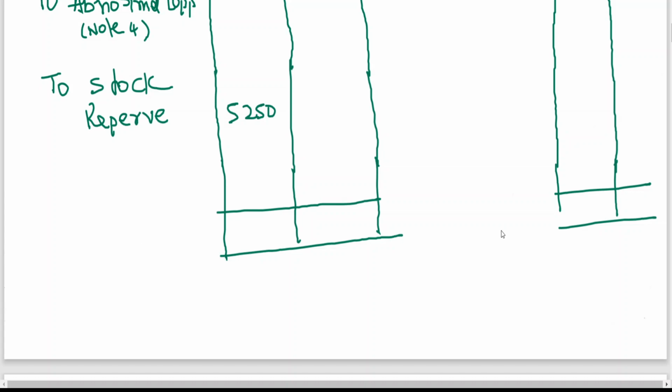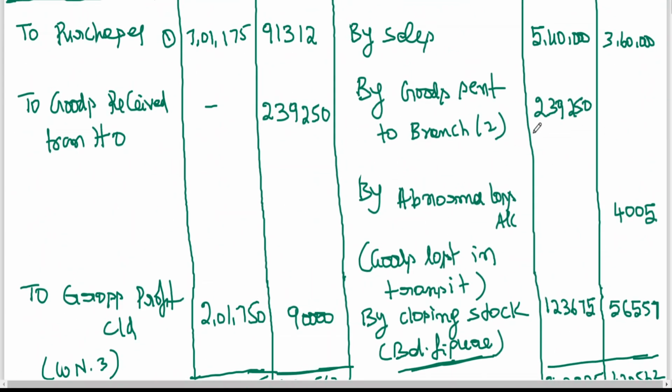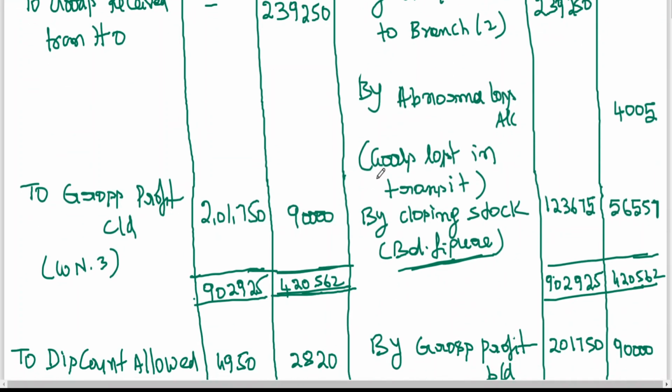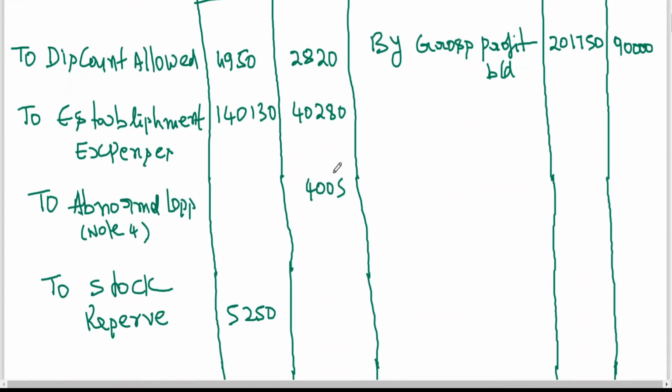Please remember, this is also against the conservatism principle. By the moment your goods have been sent to the branch, head office assumes it has been sold, which is against which principle? Conservatism principle. That is why, to get the correct profit, we are taking out the unrealized profit. It is also called the realization concept.